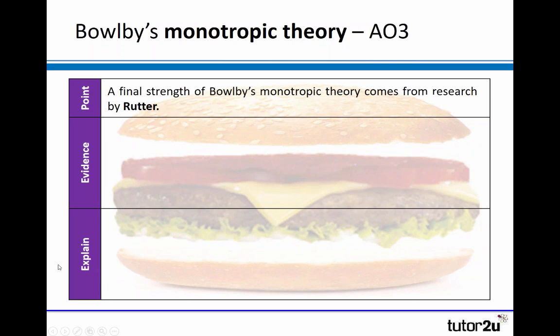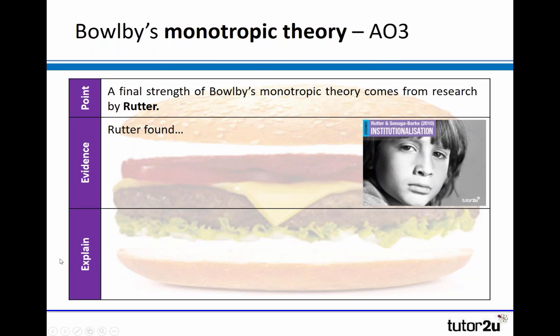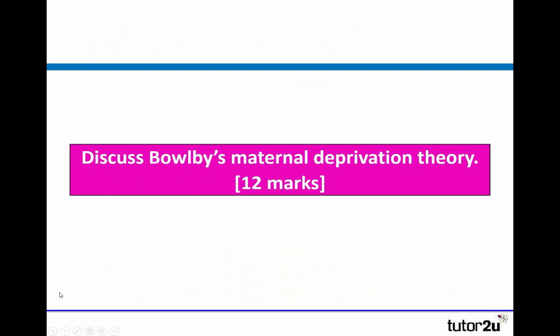If you had time to move on to a third, I would go on to research by Rutter. And I'm going to provide you on the handout with the information to go in the evidence, and I'm going to get you to explain it back. So I'm not going to do all three for you tonight. That's something for you to practice tomorrow to make sure you get these techniques, okay? So that's the first type of essay.